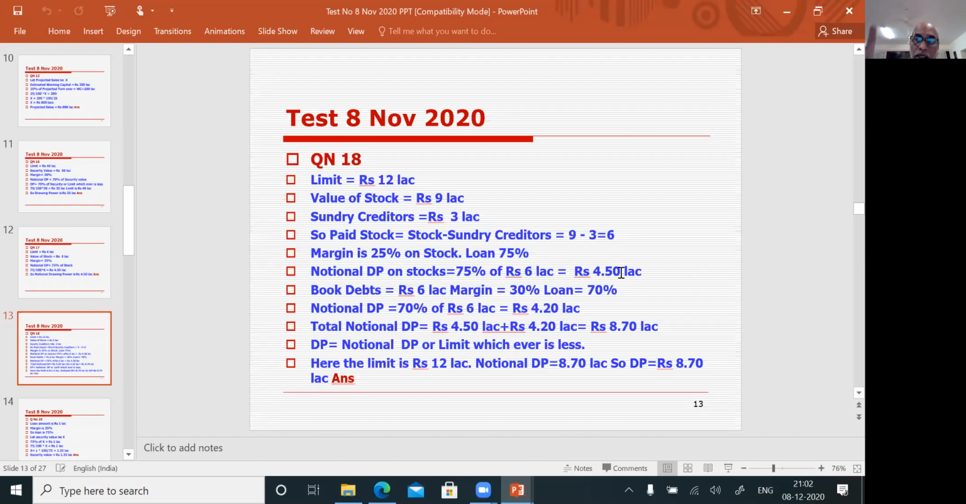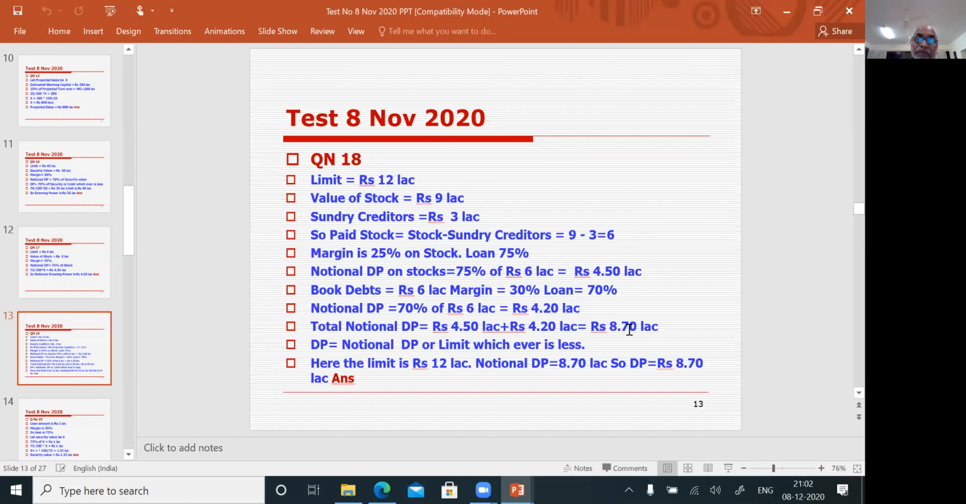What have you found out? You took the stock, you subtracted the unpaid stock, so you got the paid stock. On that paid stock, after the margin, you calculated the notional DP. So the notional DP came to 4.50. Then you took the book debts. On the book debts, after the margin, you found out the notional DP, which comes to 4.20. When you add these, the notional DP comes to 8.70.